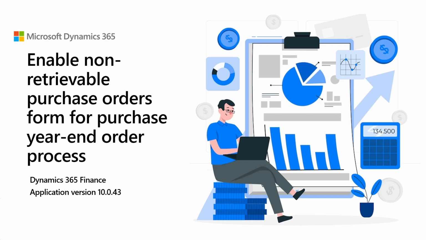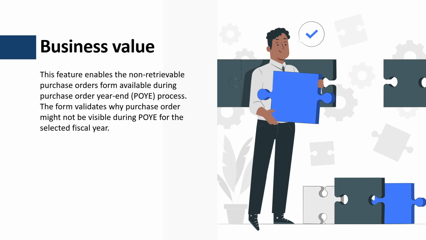Welcome. In this tutorial, we will review how to enable the non-retrievable purchase orders form as part of the purchase order year-end process. When this feature is enabled, a new form for the non-retrievable purchase orders will be available. This form validates why the purchase orders might not be visible during the purchase order year-end process. Indeed, it's super helpful for the business users as it gives them clarifications on the required actions in order to move and process the purchase orders for the next fiscal year and update their accounting dates accordingly.